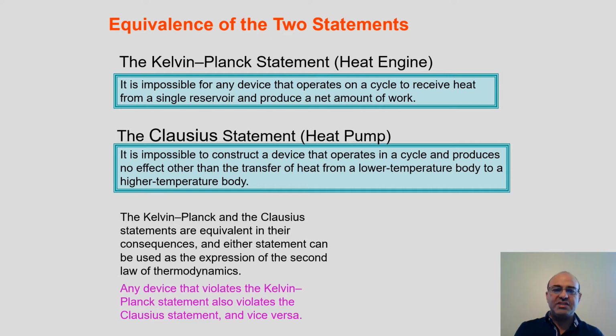So these are two statements, but they are actually equivalent in their consequences, and either statement can be used as the expression of the second law of thermodynamics. Because if you reverse a heat engine, you can get a heat pump, for instance. So they are very similar. If you look at the schematic of a heat engine and a heat pump or refrigerator, you see that only the direction of the arrows change. So these are equivalent statements, and any device that violates the Kelvin-Planck statement also violates the Clausius statement, and vice versa.